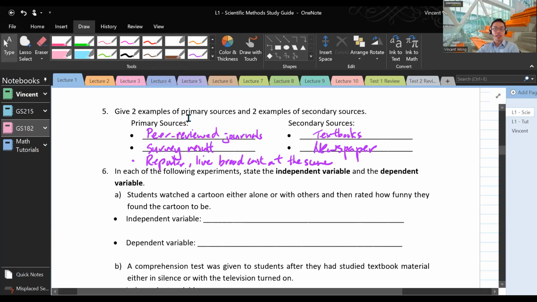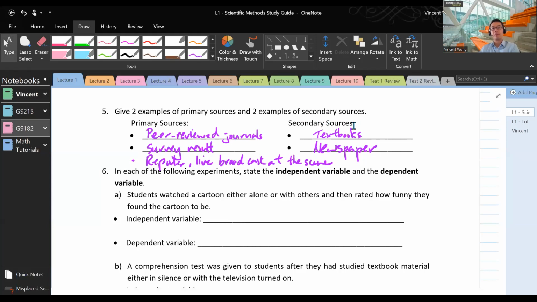So obviously, if you are doing research, primary sources are important, right? A lot of the false information that you find online is actually secondary sources. People pick and choose what they want, and then they twist the meaning of it, and then they write something about it.